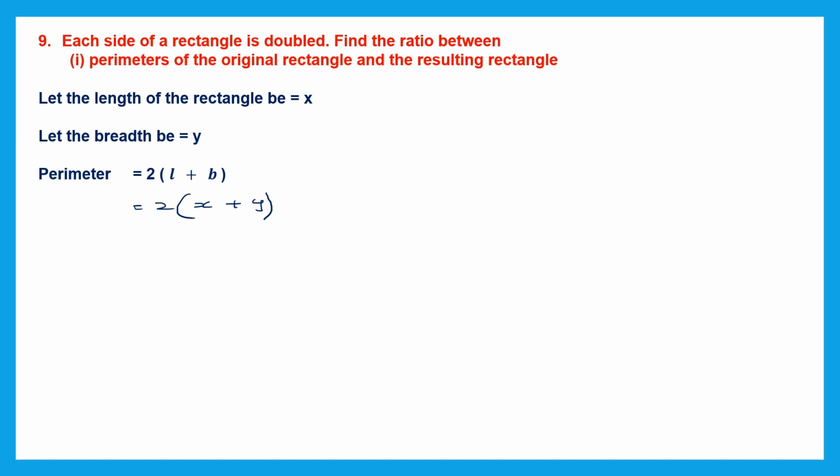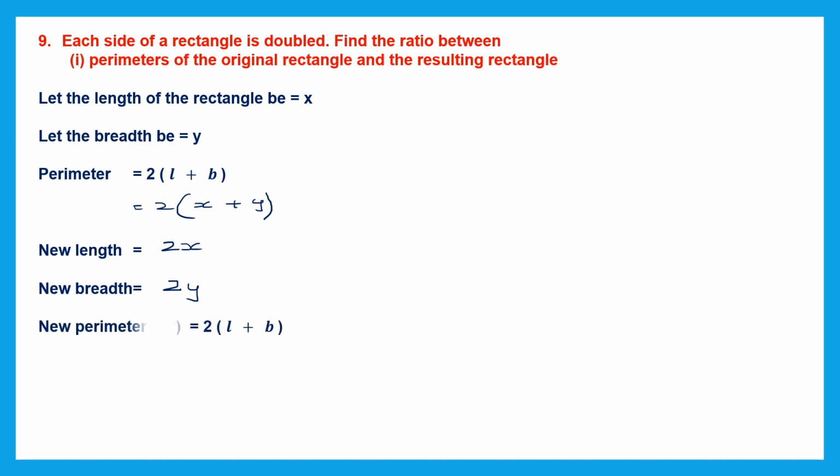Now we have to find the perimeter of the resulting rectangle. That means there's going to be a new length and a new breadth. So the new length will be 2x. Why is it 2x? Because here in the question it says each side of a rectangle is doubled. So the length was x, now that is doubled. So that is going to be 2x. So this is the new length. And the new breadth also is going to be, this time it is y, 2y.